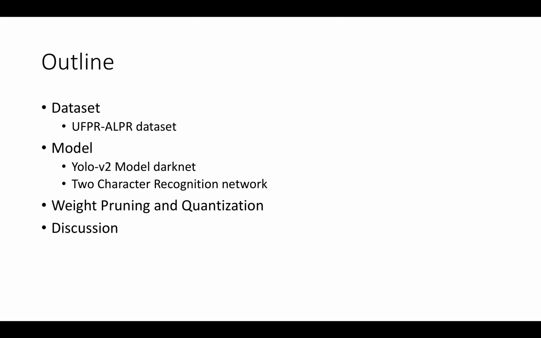The dataset we are using is a Brazilian license plate dataset called UFPR-ALPR dataset. And the model we are using to finish each of the tasks: we use the YOLO V2 model from darknet to do license plate and vehicle detection, and we use another two character recognition neural networks to do classification between numbers and letters.